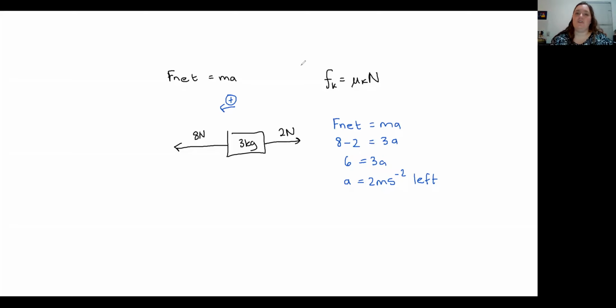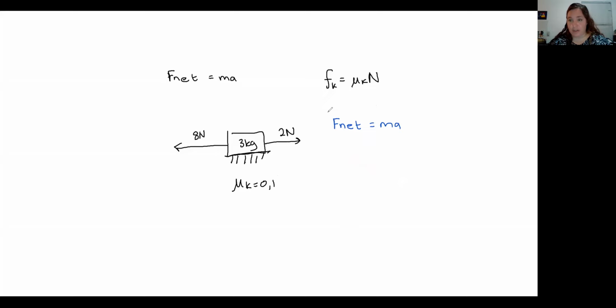So the first thing that I want to do is introduce some friction. Okay? So if we introduce some friction here, I can introduce friction by using the words that there is a rough surface and by maybe telling you that the coefficient of kinetic friction was 0.1. So at this point, you can't jump straight to F net is ma because there are 3 forces acting on this object. Because the 8 newtons is bigger than the 2 newtons, friction will move towards the right because it's bigger. We now need to go and work out what our frictional force is.